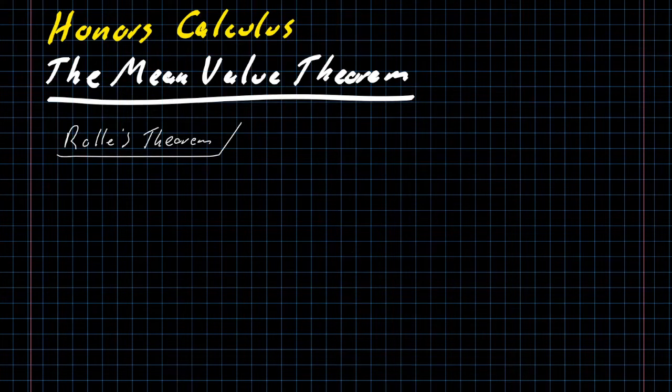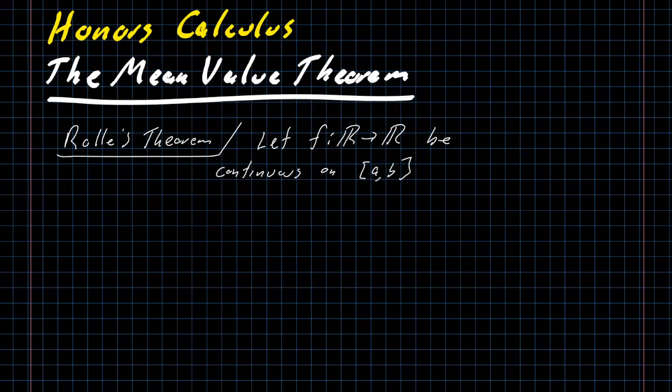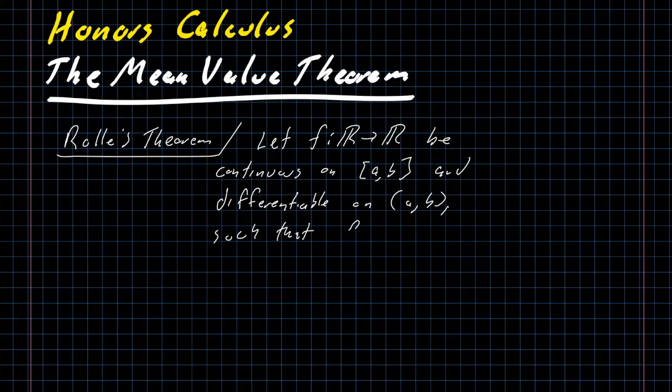Rolle's theorem asks us to consider a function which is continuous on a closed interval from a to b and differentiable on an open interval from a to b. And even more conditions, such that f of a is equal to f of b.